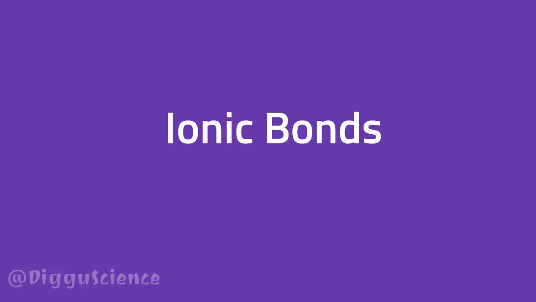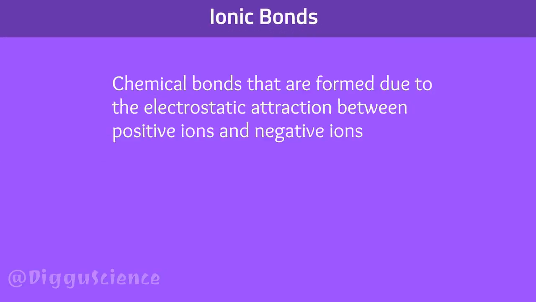This time we will get acquainted with ionic bonds. What's that? Let's read the definition first. So, ionic bonds are chemical bonds that are formed due to the electrostatic attraction between positive ions and negative ions. In general, these ions have large differences in electronegativity.